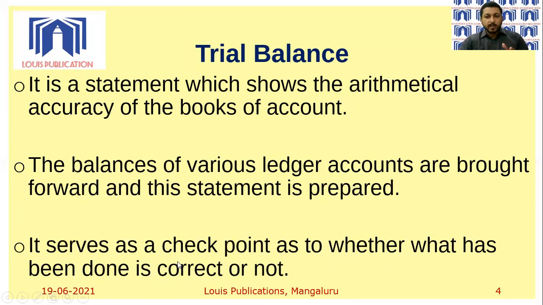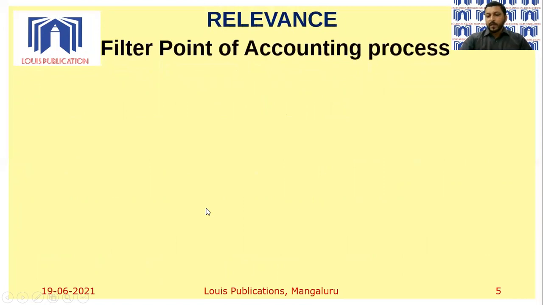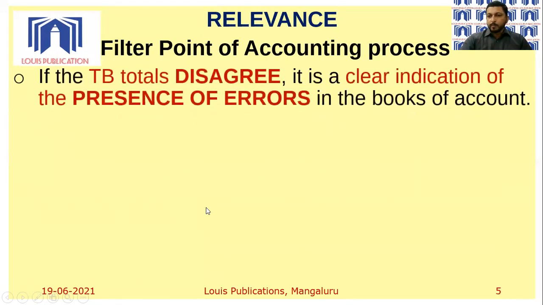So I've been stressing that no errors should continue beyond a trial balance, but sometimes it is out of the control of the accountant as well, so some errors will continue. So what do we do? That we understand in the concept called rectification of errors. Basically, the job of the trial balance is to be the filter point or the checkpoint and to see to it that whatever has been done in the accounting books is correct. Now, what is the relevance? The filter point of the accounting process.